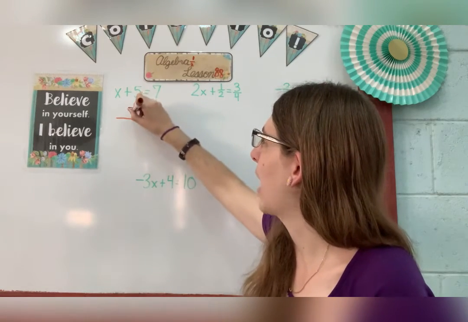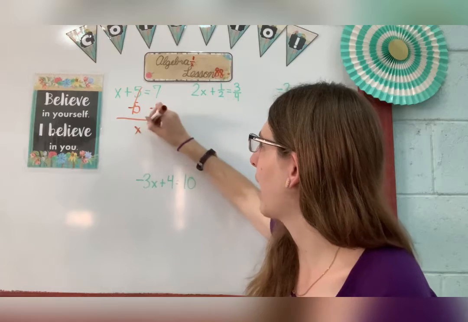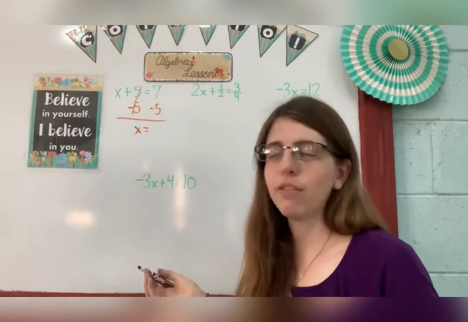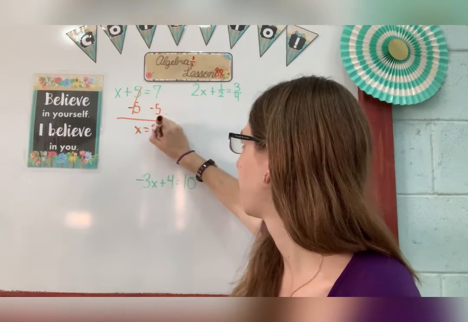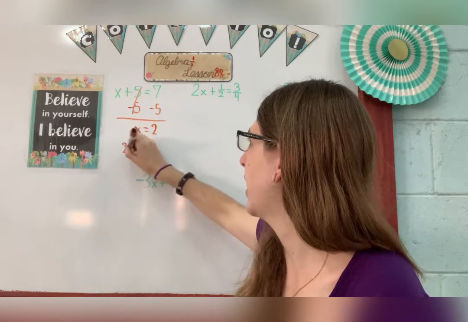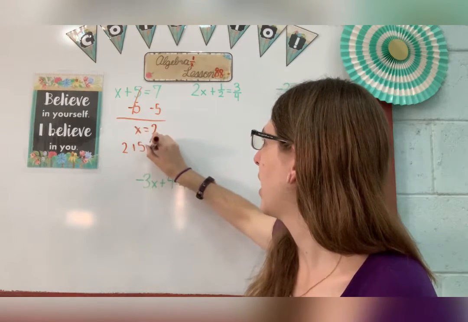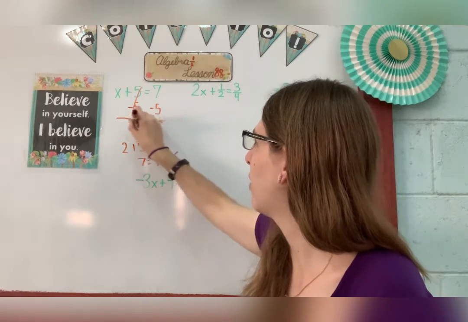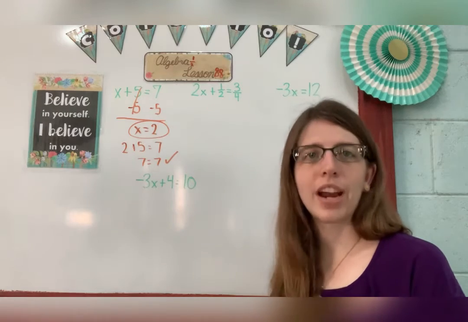So this cancels out the 5s on both sides, and I'm left with x equals 7 plus a negative 5, which would be a positive 2. Then you put that in to check it. 2 plus 5 equals 7. 7 equals 7, it checks out. x equals 2 is your answer.